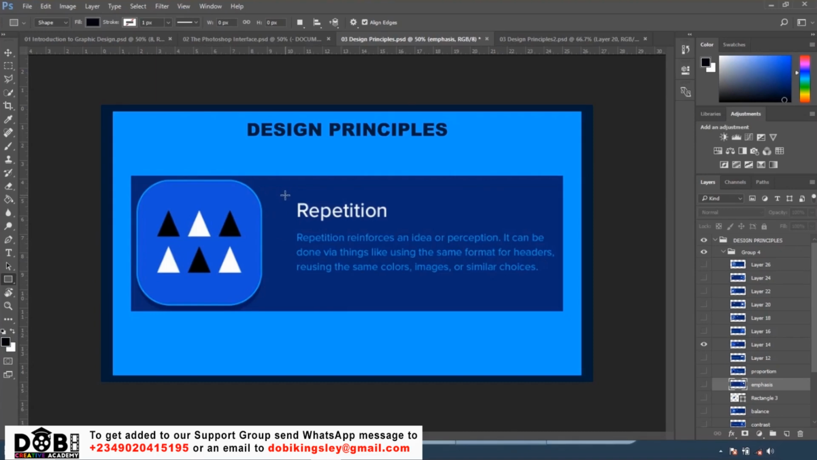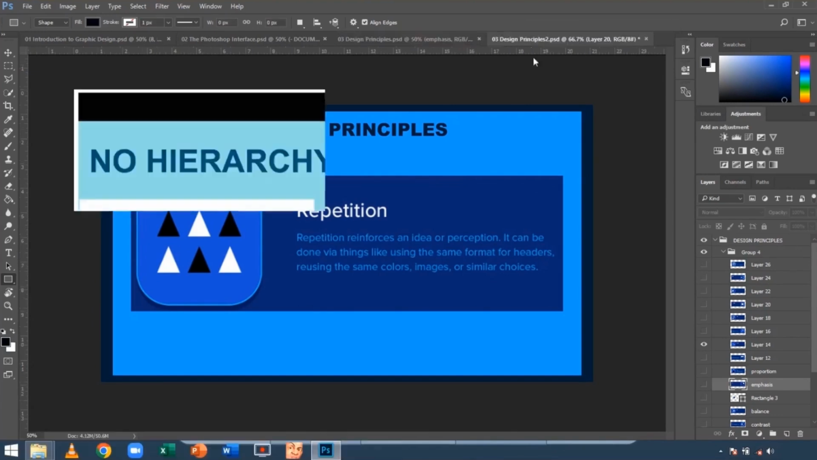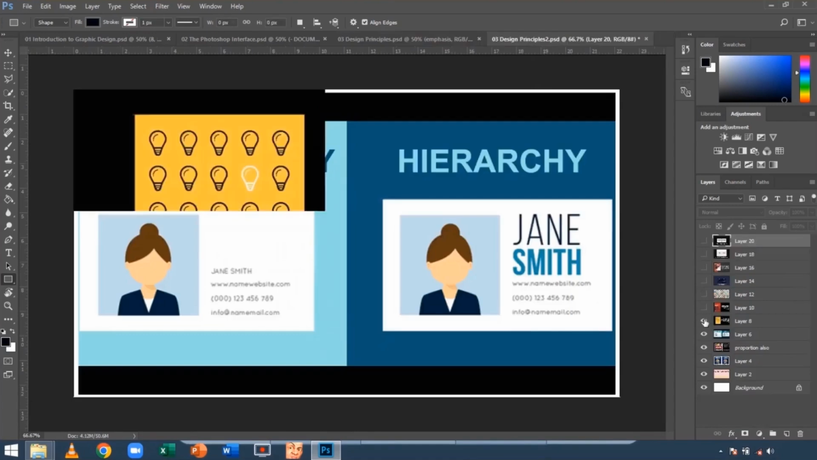Not when it is done carelessly though, in a design, because it could also be boring if you overdo it. So knowing how to use it is key. Knowing how to use it is key. So let's look at the design.